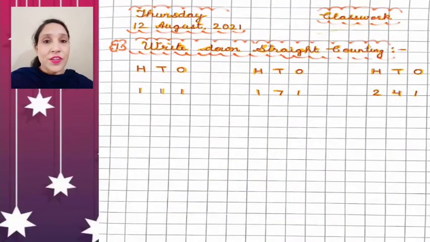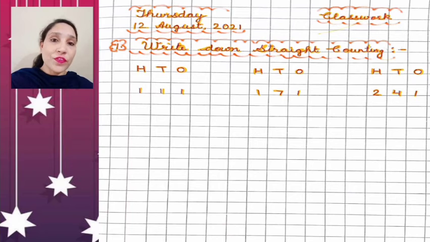Yes. So our first question for UT revision is straight counting. We have done counting from 1 to 250. So you have to revise counting from 1 to 250. See here in the first line there is number 111. What comes after 111? 112. Like this you will complete this series.